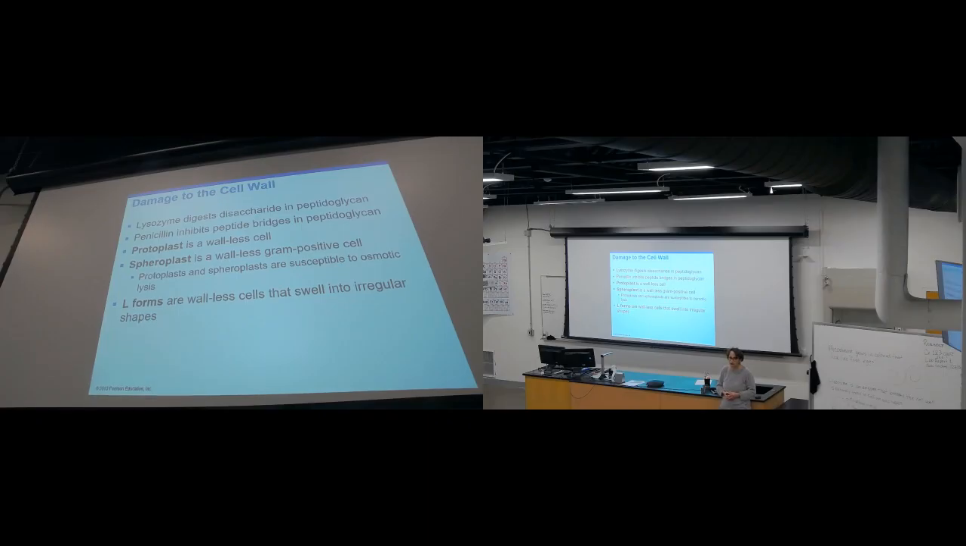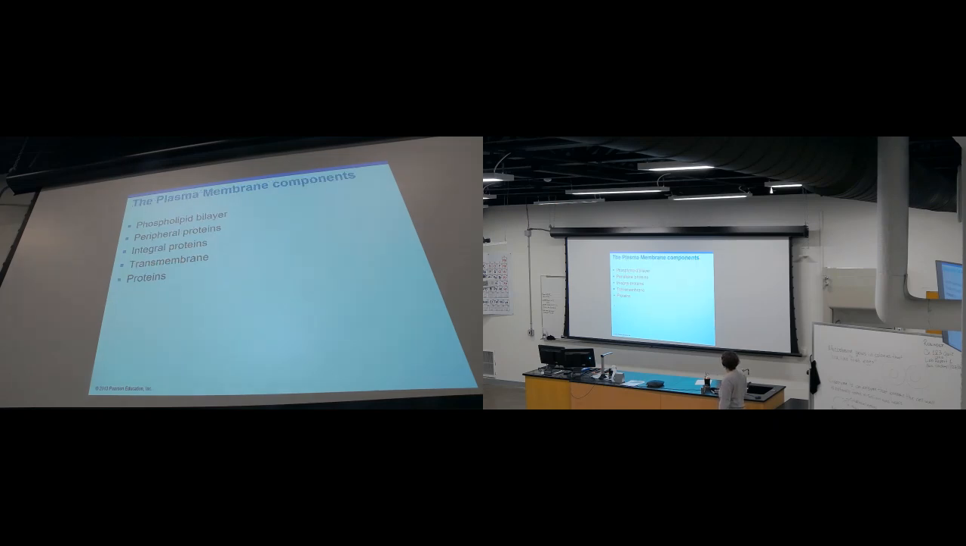Joseph Lister was a physician who started to use some disinfectants when performing surgeries, and then they named several things in his honor, including this institute in France. That's a research institute. So this L form is a wall-less bacteria that can take irregular shapes, and that swells.